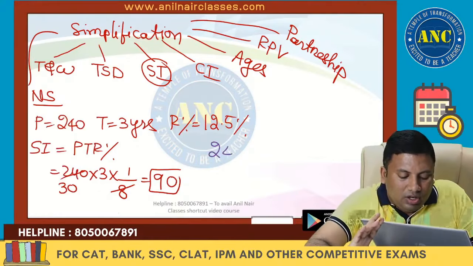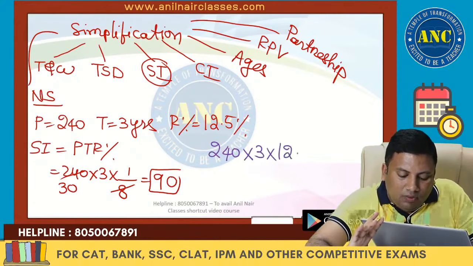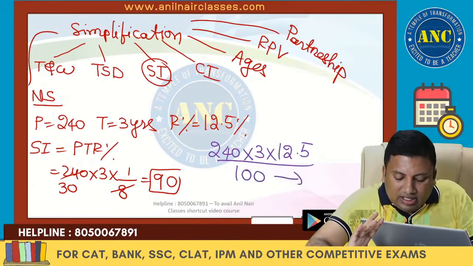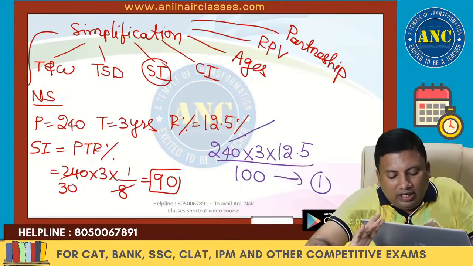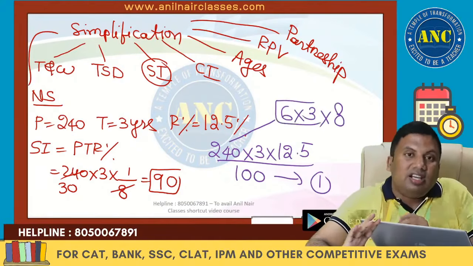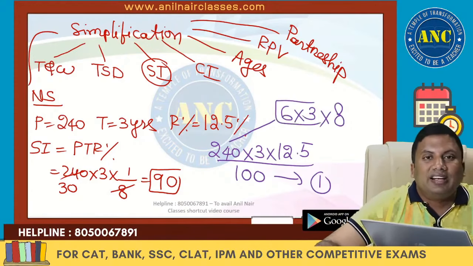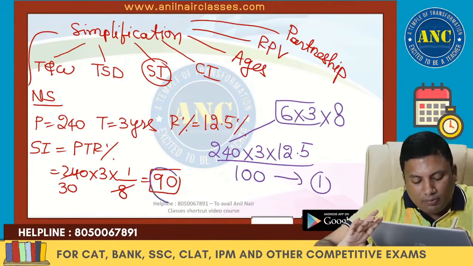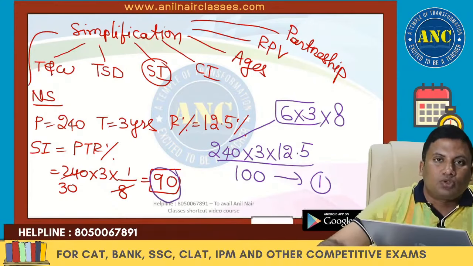Now see here. 240 into 3. This is nothing but 12.5 divided by 100. 100 digital sum is 1. 240 digital sum is 6. 6 into 3 into 12.5, which is 8. 6 threes are 18, 18 digital sum is 9. 9 into any number, the answer digital sum should be 9.